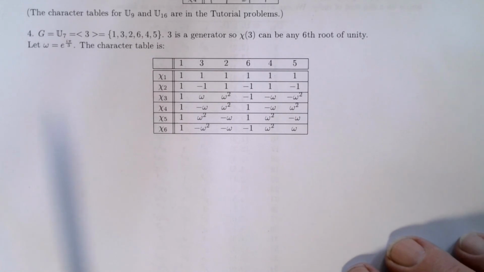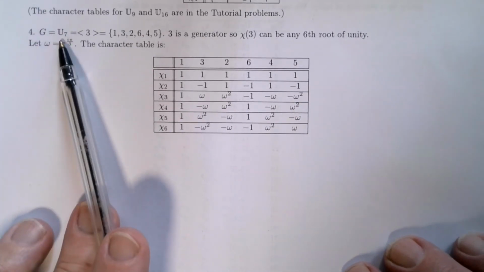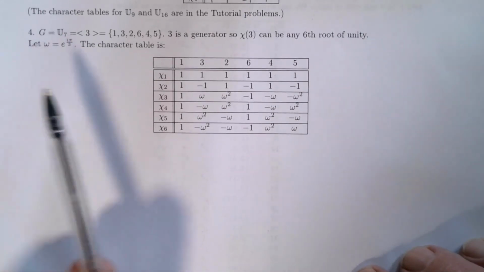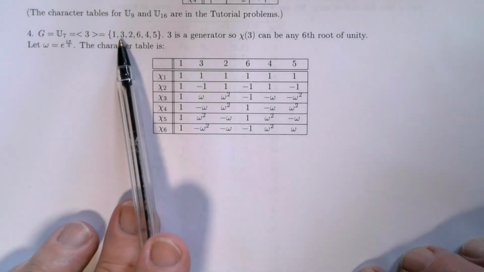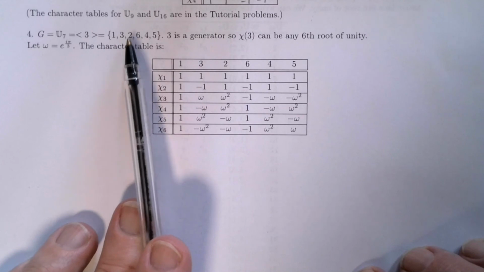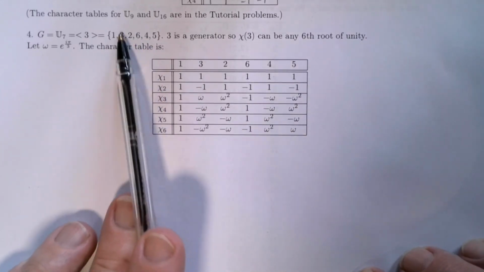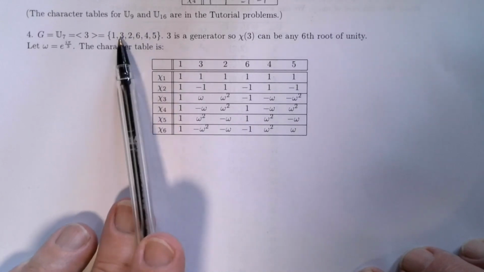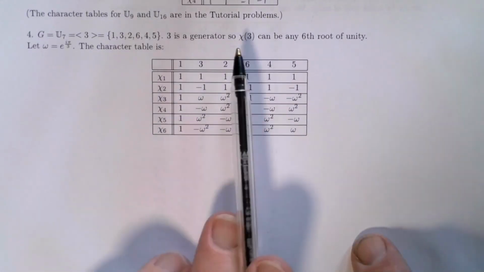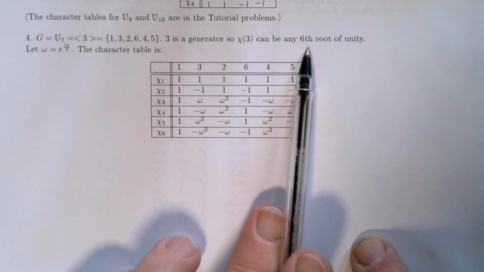And just a slightly different one again is to look at U7. Now here I don't want 2 as a generator because it's not one. So I'm going to take 3 as a generator of this group. So 3 squared is 2, 2 3s are 6, 6 2s are 4, and 6 3s are 4, and then 4 3s are 5, and then 5 3s are 1 again. So I'm going to take 3 as my generator, and so chi of 3 can be any 6th root of unity.